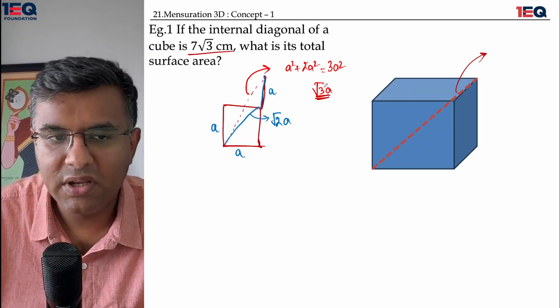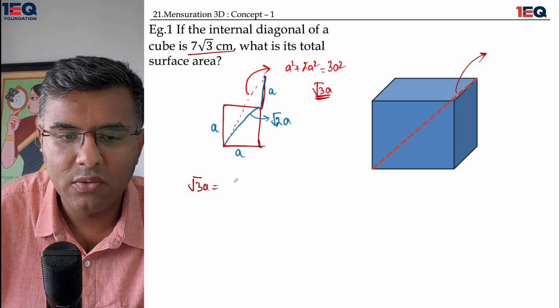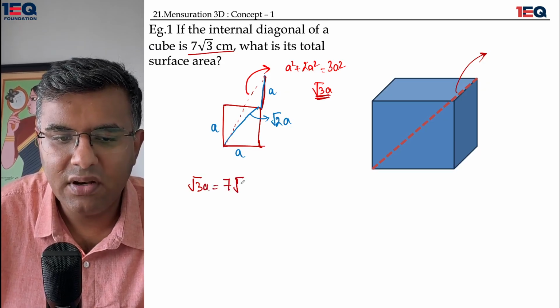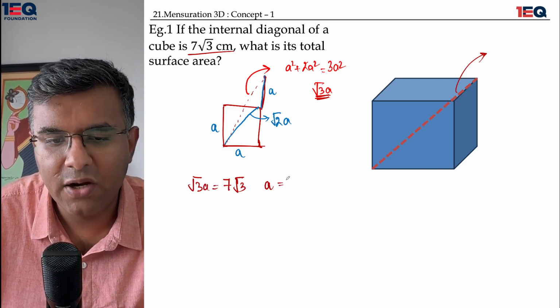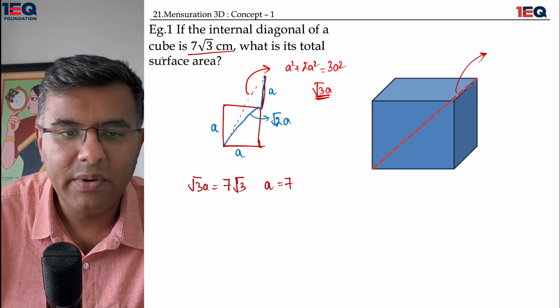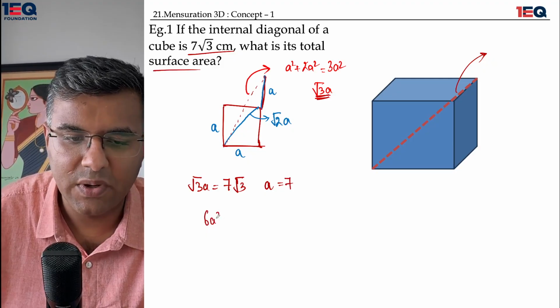Now when I'm talking about the internal diagonal, I'm getting the value of root 3A, which according to the question is 7 root 3. The root 3 and root 3 would get cancelled and I would get the side of the cube as 7. Now it is talking about the total surface area. The total surface area of a cube is 6A square.